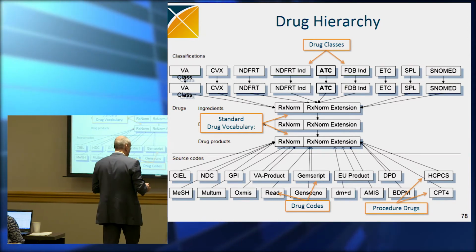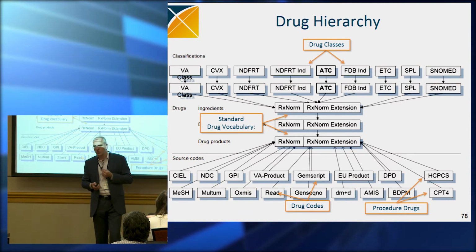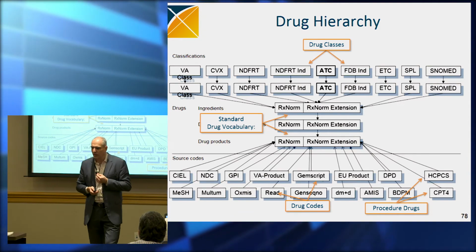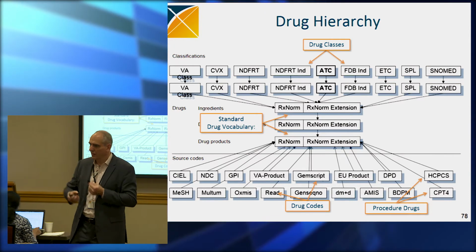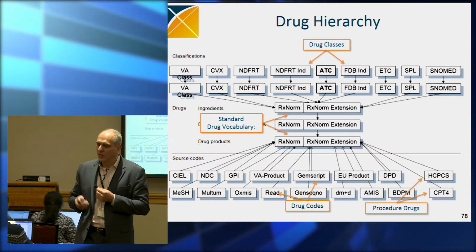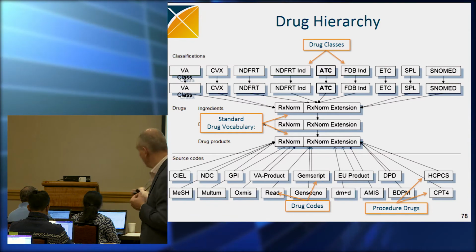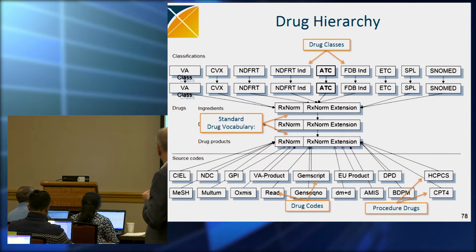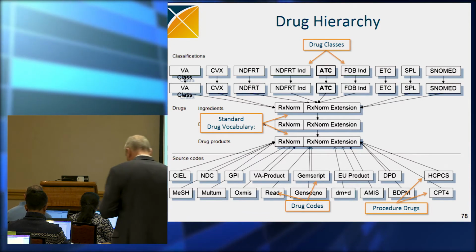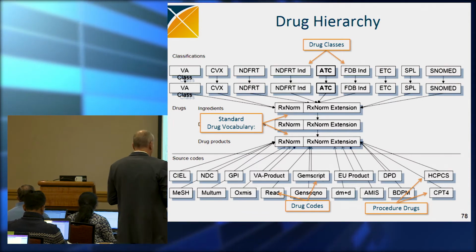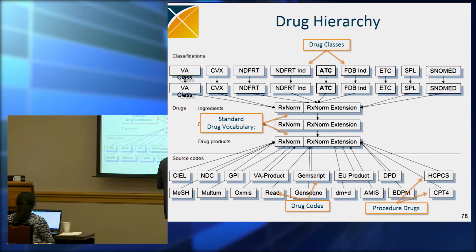Procedure drugs. These are drugs that you don't get in the pharmacy. You don't usually get a chemotherapeutic drug in the pharmacy. You usually don't get a vaccine in the pharmacy and then jam it yourself into the arm. So there are drugs administered by the providers. They usually are in HCPCS and CPT4. We map them to RxNorm. So all drugs are drugs. They are no longer procedures just because the P stands for procedure.